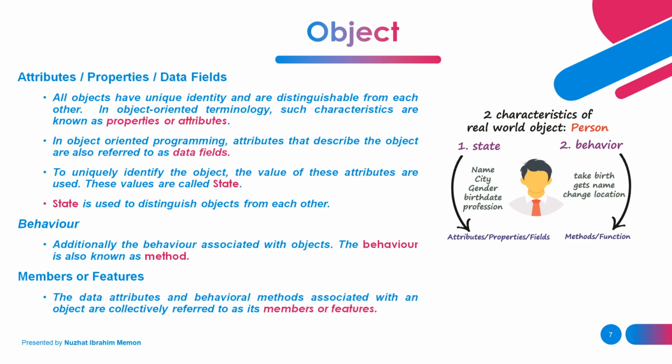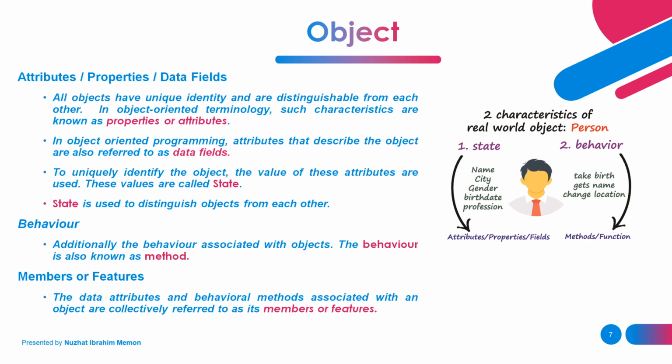Take an example of a real-world object like a person who has attributes or properties like name, city, gender, birthday, profession. And behavior can be how that person walks or talks or moves or takes birth, gets name, changes location, etc. There will be many more states and behaviors other than this. In object-oriented terminology, attributes are also referred to as data fields.